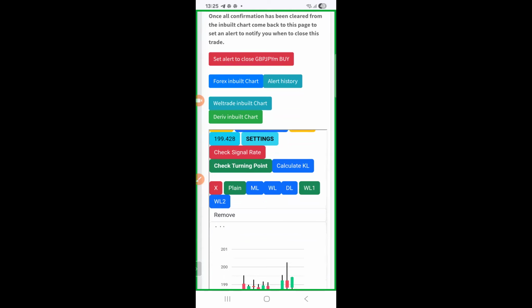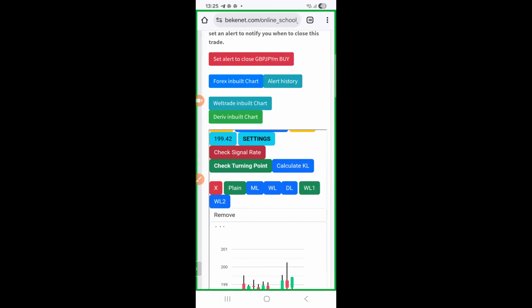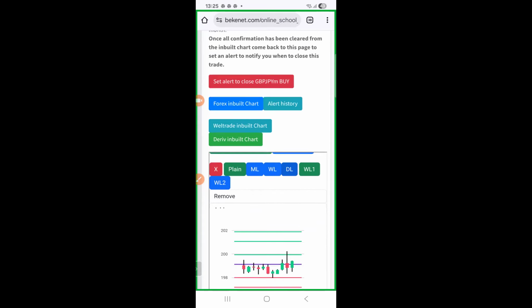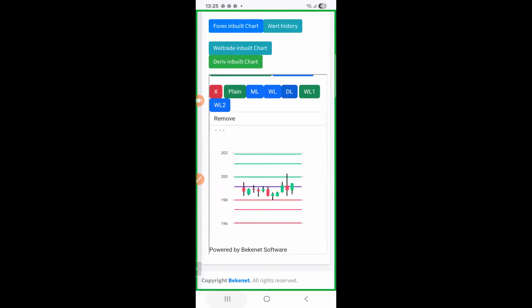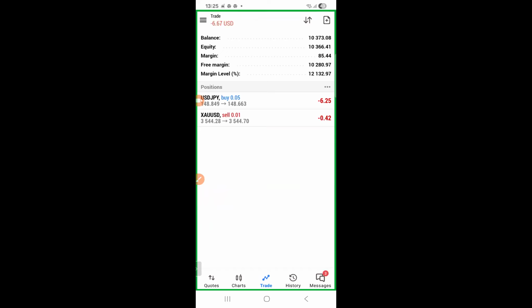Okay, and then what is the signal rate? 77%, which is good. I click on weekly key level. Look at it, it has been buying since that time. If you look at the daily key level even, this has been buying since that time. So probably can I still buy? Maybe I now check and see if it's still on a good buy. Let's even look at it on MT5. Okay, dollar again is giving me negative.